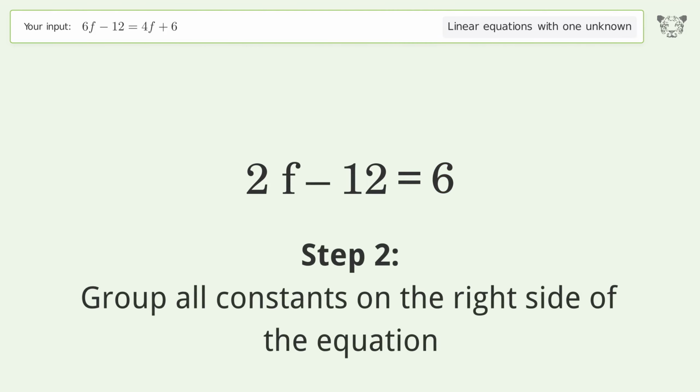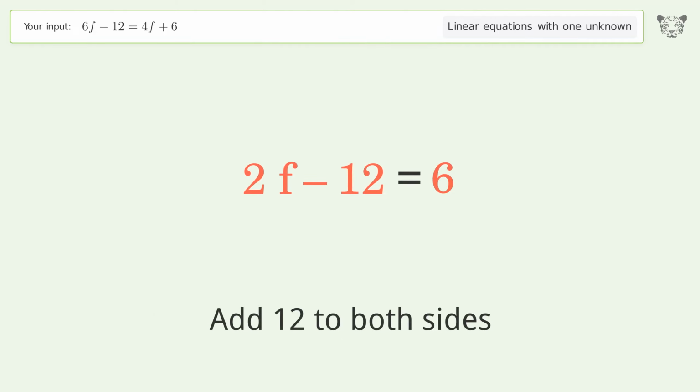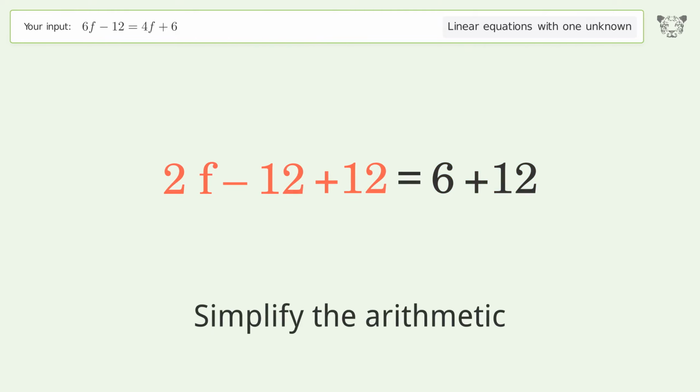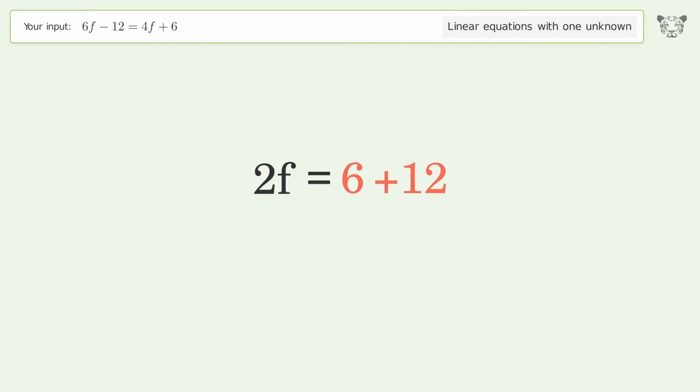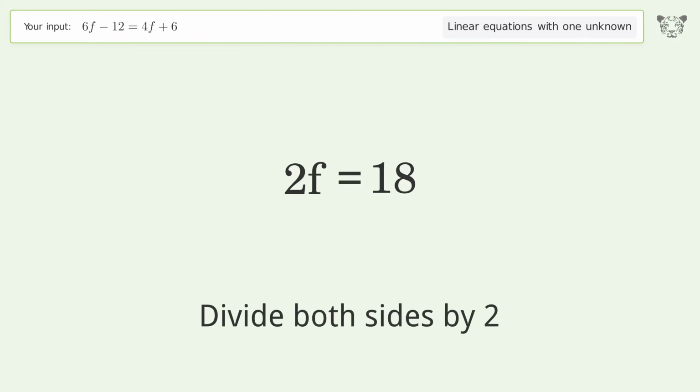Group all constants on the right side of the equation. Add 12 to both sides. Simplify the arithmetic. Isolate the f. Divide both sides by 2.